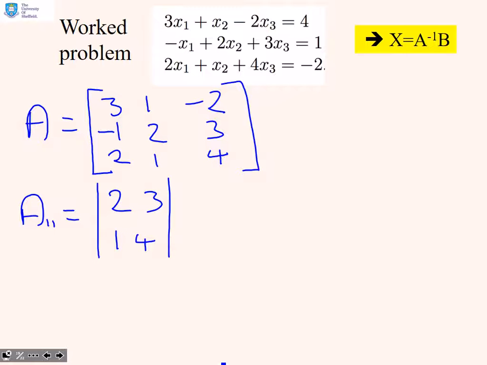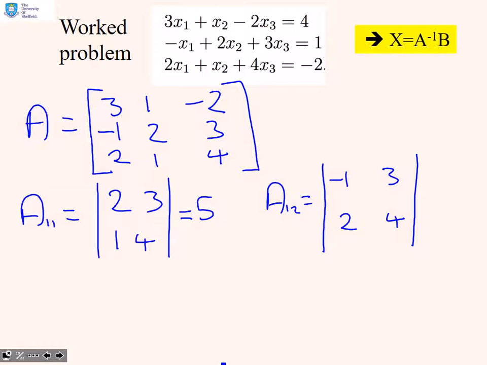It's going to have a positive sign because it's A11, and so that's going to give me 8 minus 3, which is 5. What about A12? So here I'm going to get the determinant of minus 1, 3, 2, and 4, and I'm going to get a minus sign. So what do I get now? So minus 1 times 4 is minus 4, minus 6 is minus 10. With the minus sign added, I end up with 10.